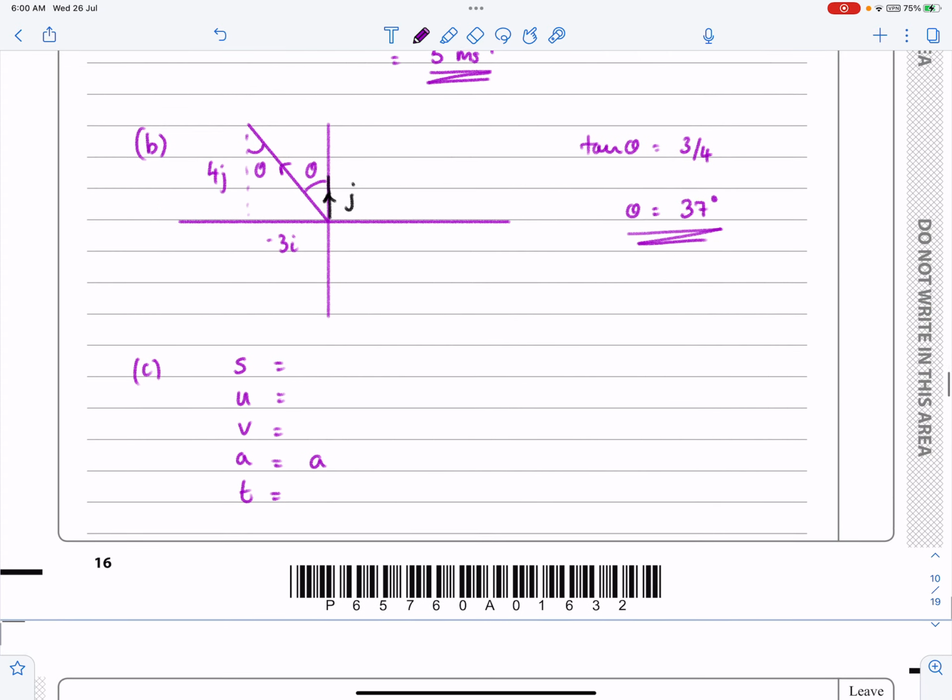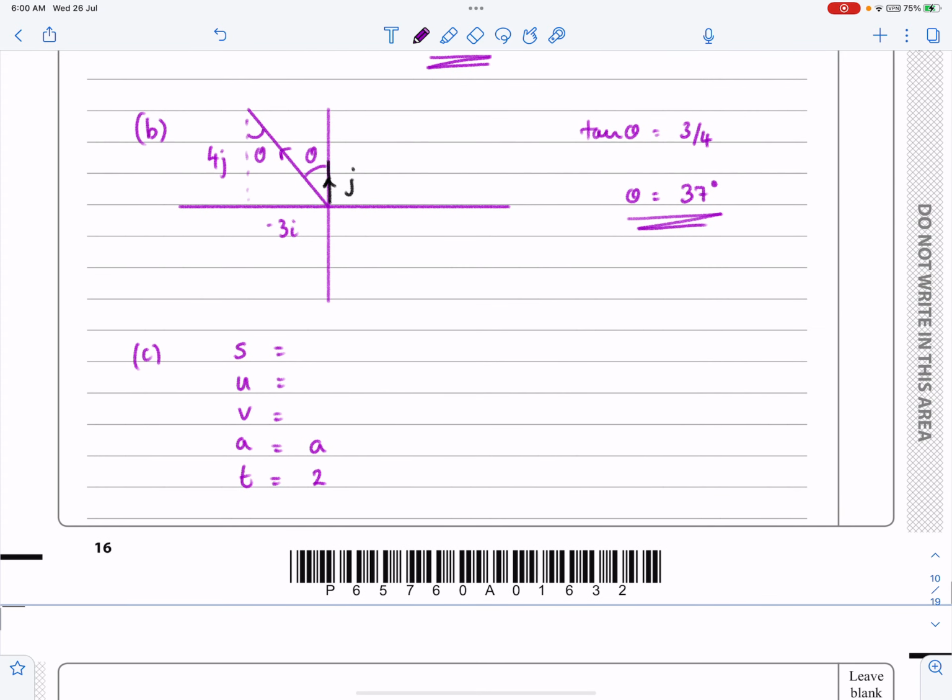What I do know is that when t is equal to 2, the velocity is equal to minus 3i plus 4j. So that's like a final velocity, the final velocity from 0 to 2. So I've either got to work out s or I've got to work out u. I'm not going to be working out s. u is easy enough to do then, isn't it?